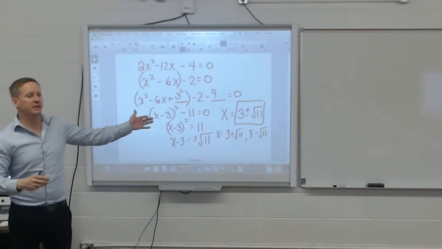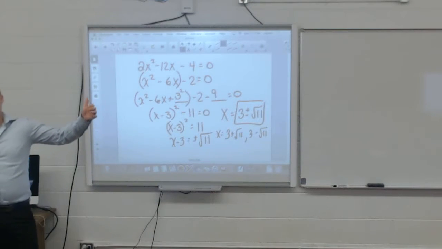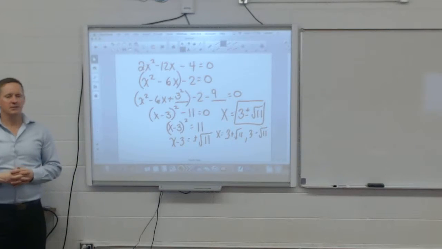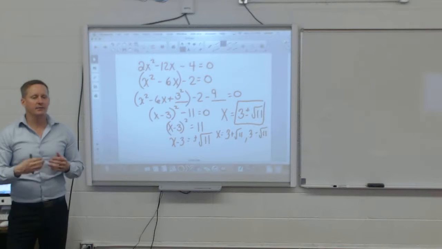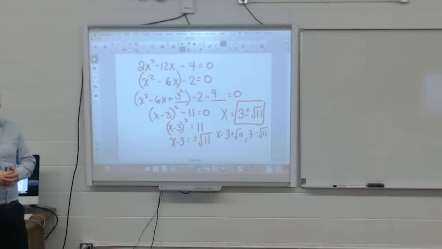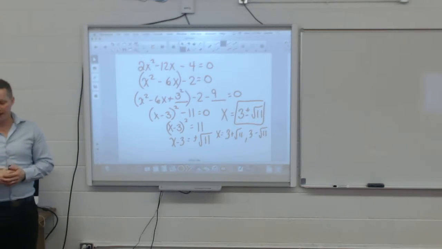Okay, when do I use this? When you can't factor. Just like the quadratic equation, I only use it when I can't factor. Factoring is the simplest, fastest way of doing any of these questions, so you hope that you can factor it.